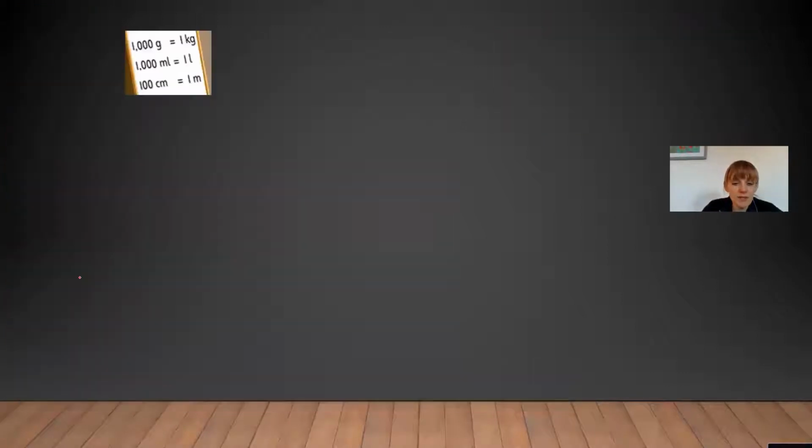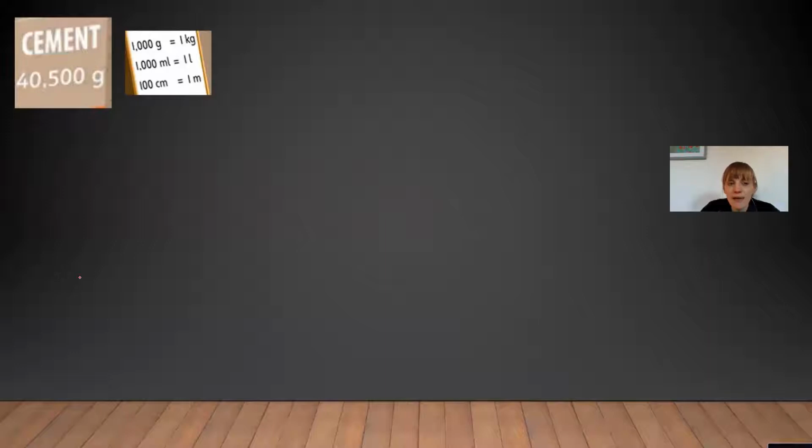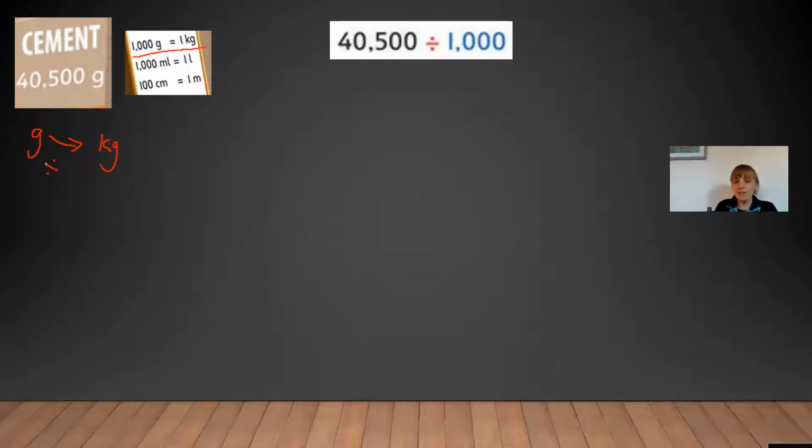So let's have a look then, first of all, at our block of cement. Now we want to put this into a different unit of mass. So the other unit of mass, at the moment we are in grams, so we want to look up here and put it into kilograms. Now if we're starting in grams and we want to put it into kilograms, do you remember that we said earlier, going from a smaller unit to a larger unit, we have got to divide. So our sum is 40,500 divided by 1,000. Why am I dividing by 1,000?